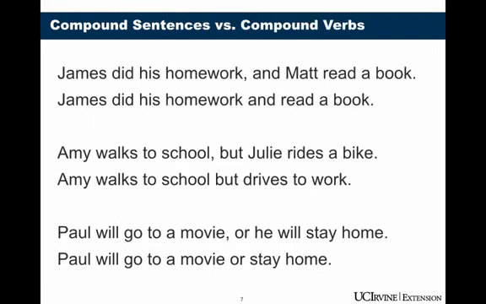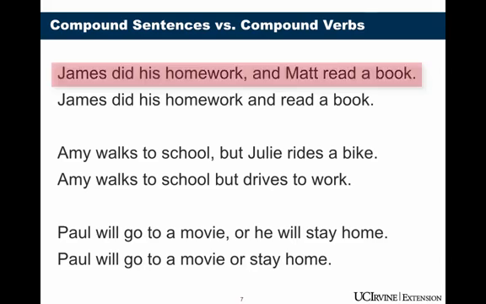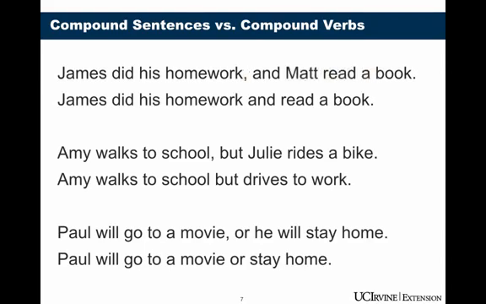Look at these sentences and you'll understand. In the first one, James did his homework and Matt read a book. We already said this is a compound sentence, and that's why we have to put that comma in front of and. We knew it's a compound sentence because we had the subject Matt after the conjunction.